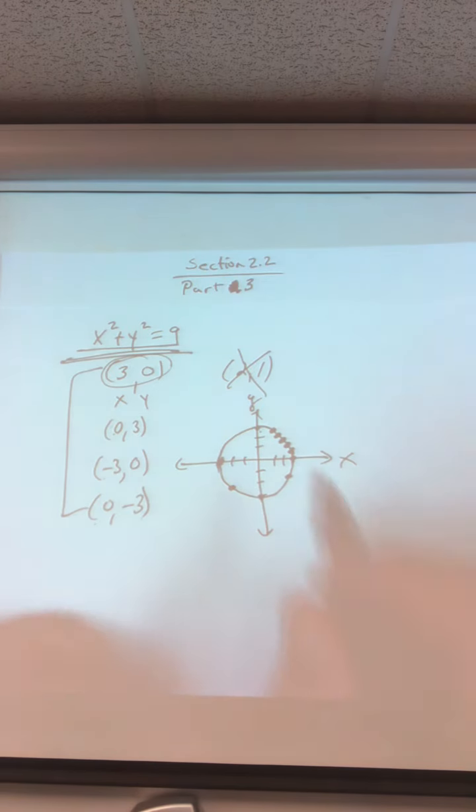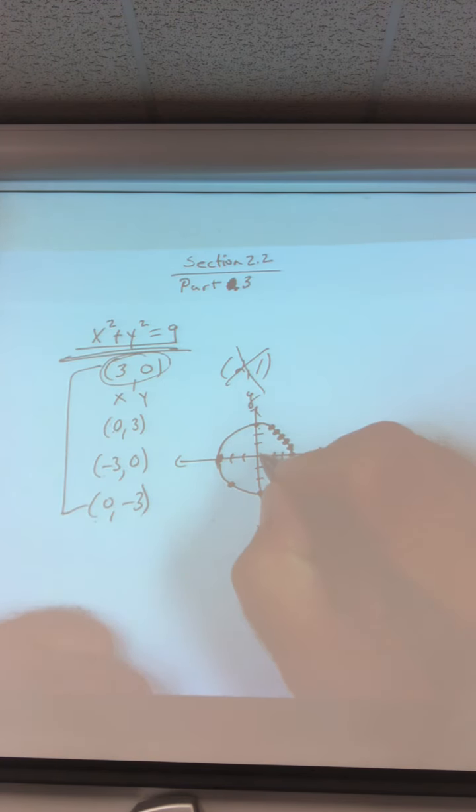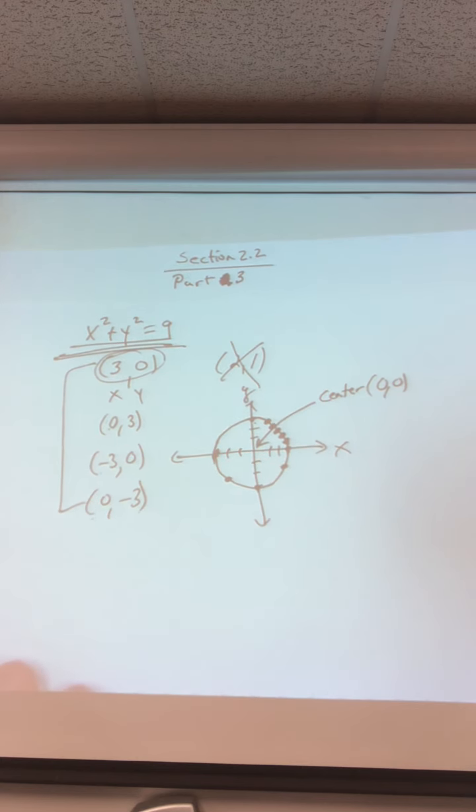It's this. Look at this circle right here. If you will notice this circle, it appears that the center is right there, doesn't it? Now, what is right there? It's the ordered pair 0, 0 in this case.